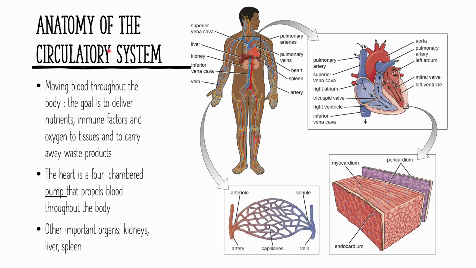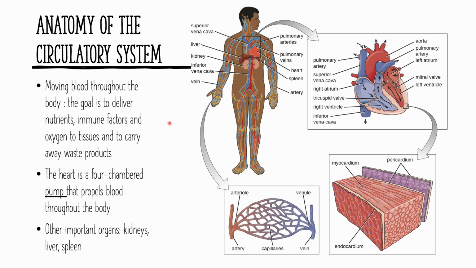First off, the anatomy of the circulatory system. So the whole goal of the circulatory system is to move blood throughout your body. So you want to deliver nutrients to tissues, you want to deliver immune factors, you want to deliver oxygen, and you want to take away waste products. Because specifically talking about us, remember, we are obligate aerobes. We need oxygen to get energy, and our blood is delivering oxygen and then taking away deoxygenated blood so we can breathe out carbon dioxide. And all this is being pumped throughout the body.